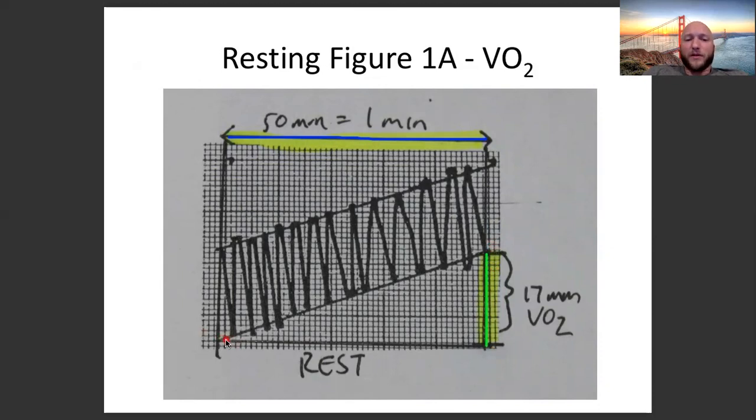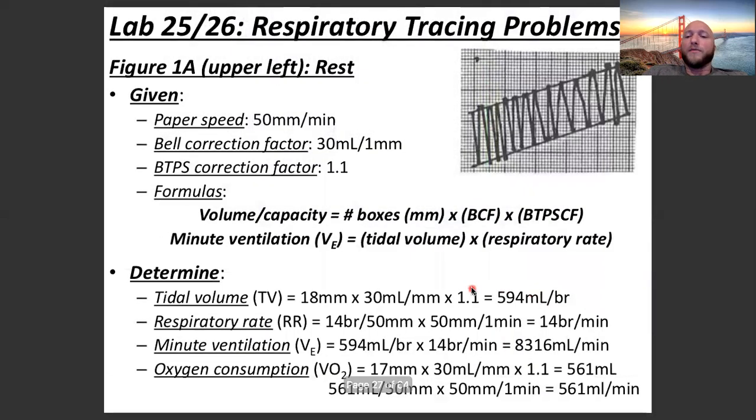So we're going to start at our starting point. We're going to go 50 boxes over, and then we're going to go up to the trend line for where the bottom of this graph is. We're going to count how many boxes this is. So it's 17. Now we're going to go back to our volume calculator.